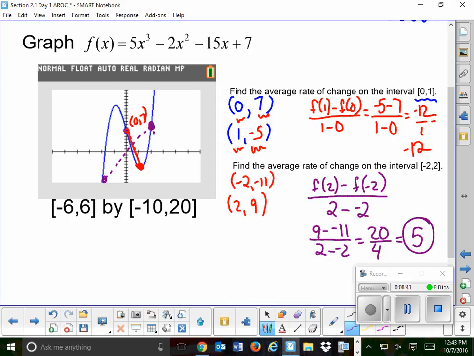Hope you guys are okay on this average rate of change. I have one more example I was going to do, but don't worry, if we need more practice, I can do that when I get back in a couple of days.